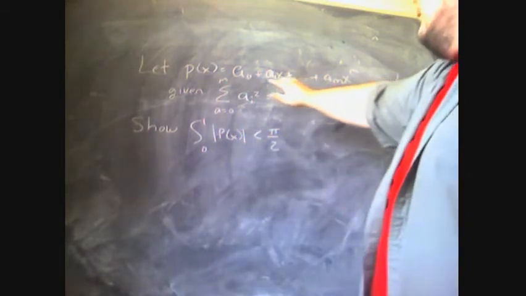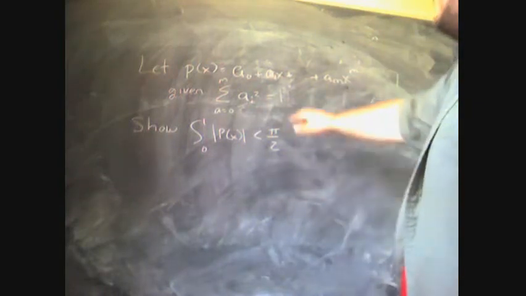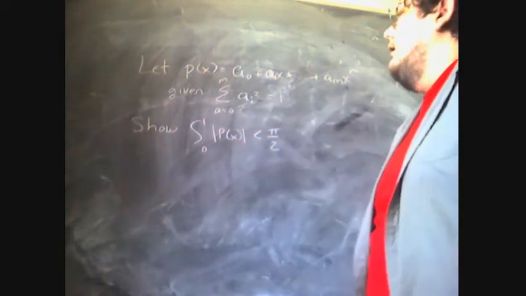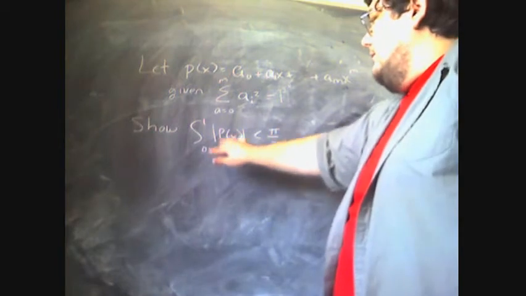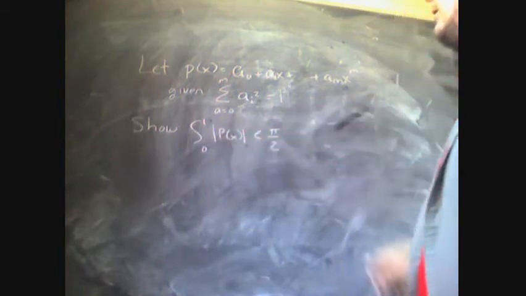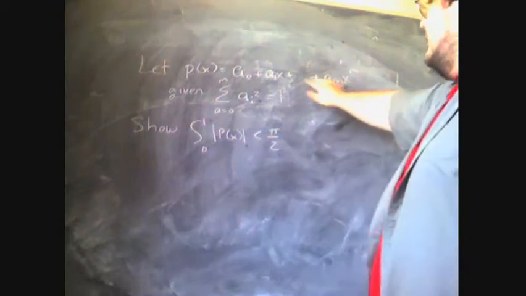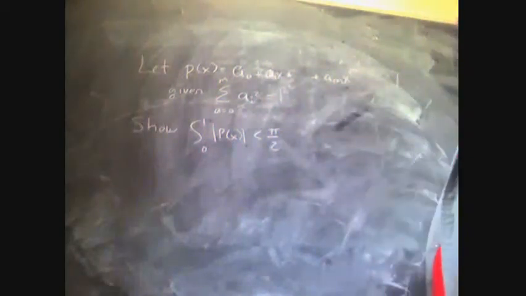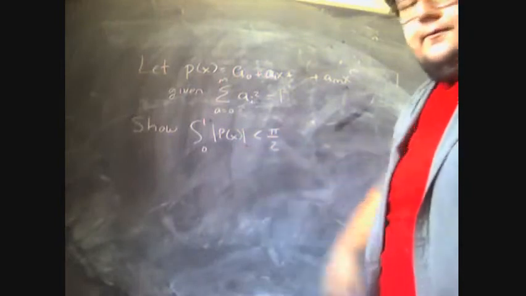So let's continue with polynomials, and this is the one that I talked about yesterday. Basically, we have again a finite dimensional polynomial. We're given this additional restraint that the sum of the squares of the coefficients is 1. So what we want to show is that the integral from 0 to 1 of the absolute value of our polynomial is less than pi over 2. I mean, we know that these are going to be roughly pretty small values, but let's see where this goes.